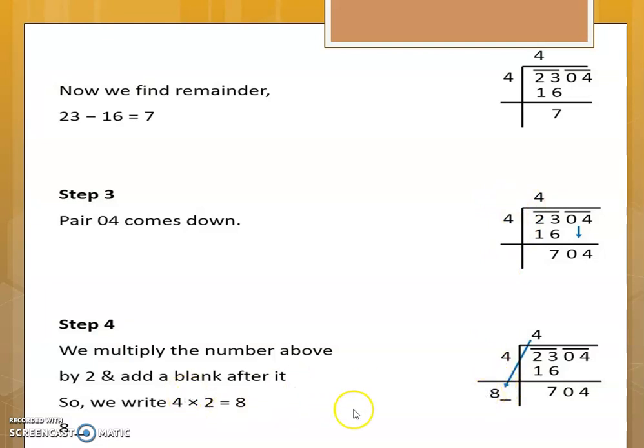4 into 2 is 8, and leave a blank next to 8. Now this blank is to be filled with a digit. How will you figure out what the digit has to be? Now you see here what the remainder is. It is 704. This is your next dividend.